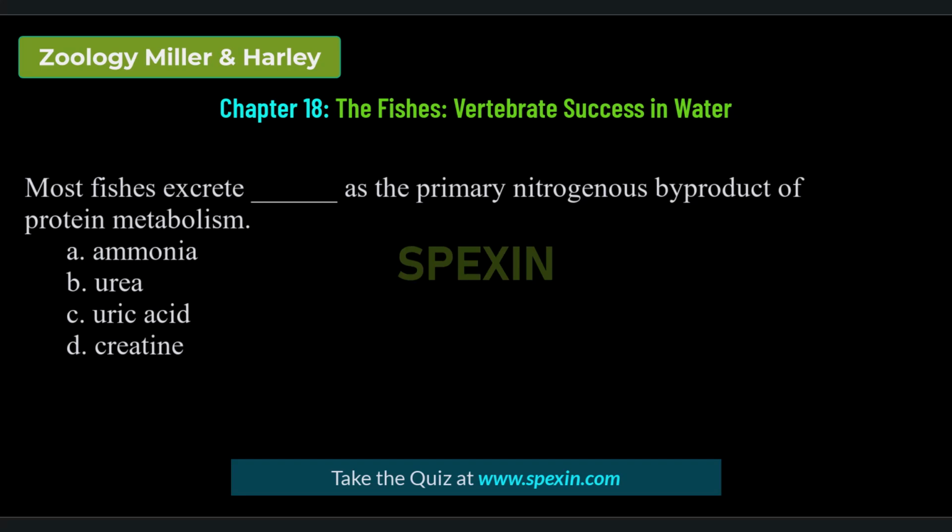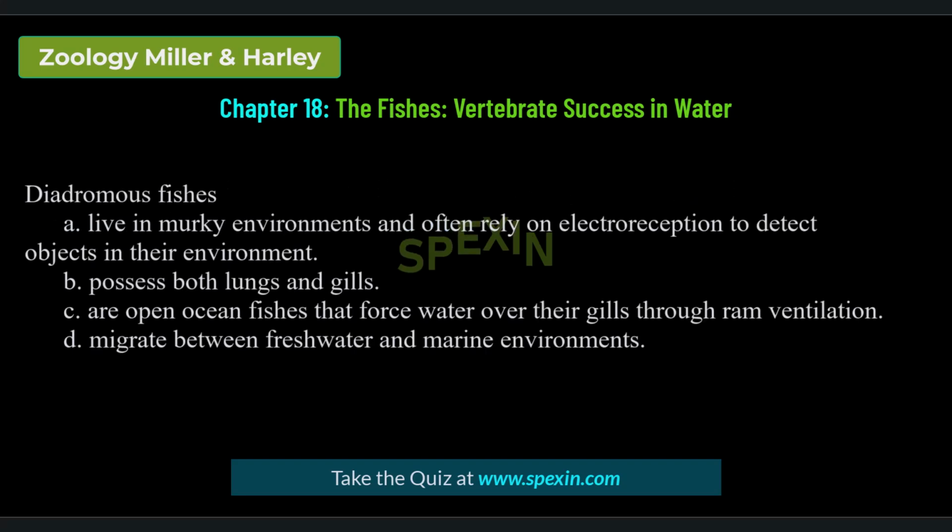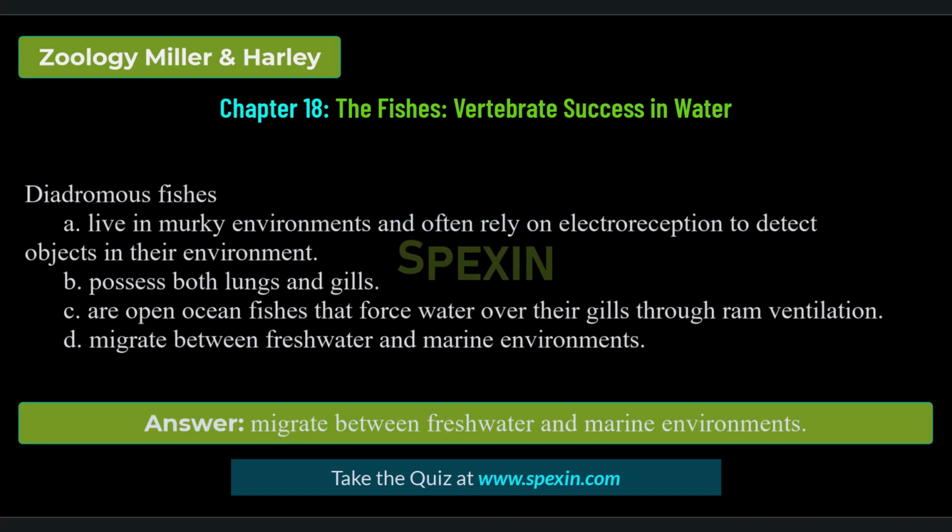Most fishes excrete ammonia, urea, uric acid, or creatine as the primary nitrogenous byproduct of protein metabolism. Correct answer: ammonia. Diadromous fishes live in murky environments and often rely on electroreception to detect objects in their environment, possess both lungs and gills, are open ocean fishes that force water over their gills through ram ventilation, or migrate between freshwater and marine environments. Correct answer: migrate between freshwater and marine environments.